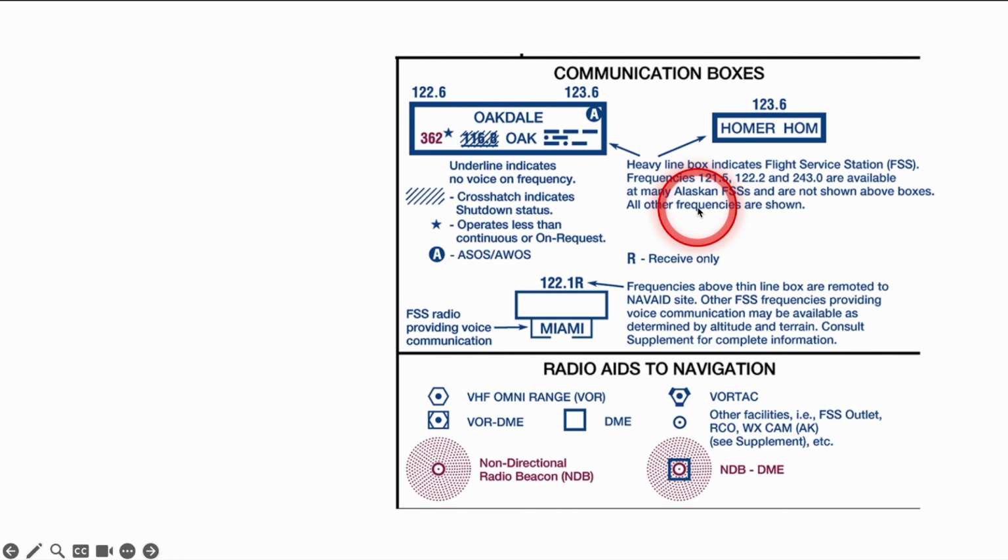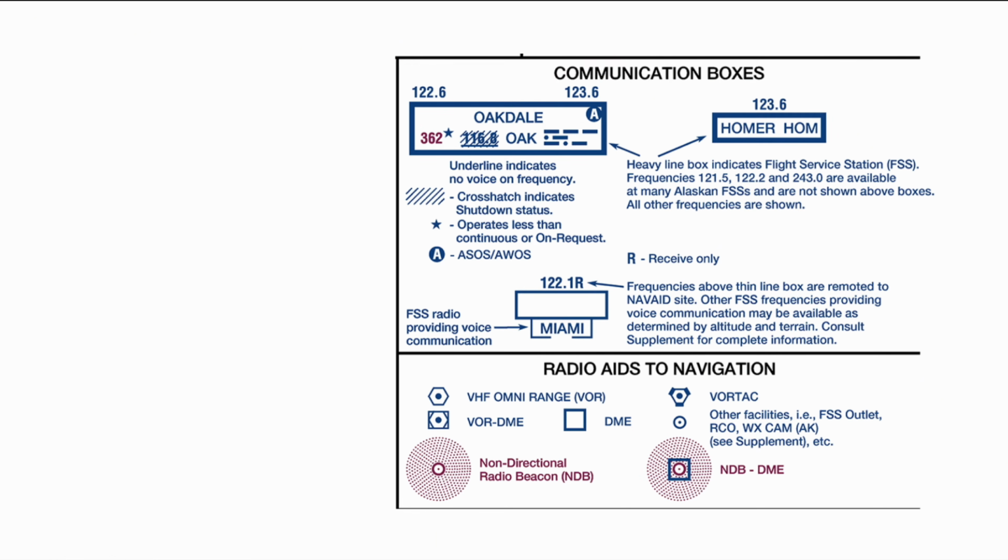Moving down, we get into communication boxes. So communication boxes are going to point you to information on how to communicate with a flight service station. A lot of times these will be co-located with a nav aid, like a VOR. So it'll have the information box or communication box. If it's bolded, it means that a flight service station is connected to that nav aid. And then a few frequencies will be available how to communicate with flight service.